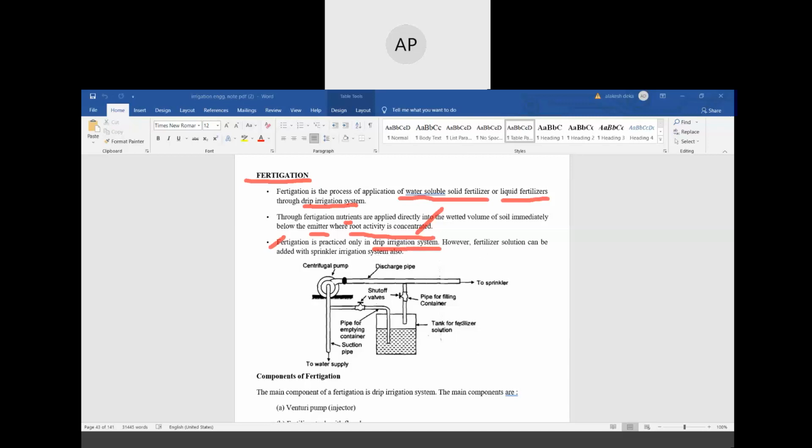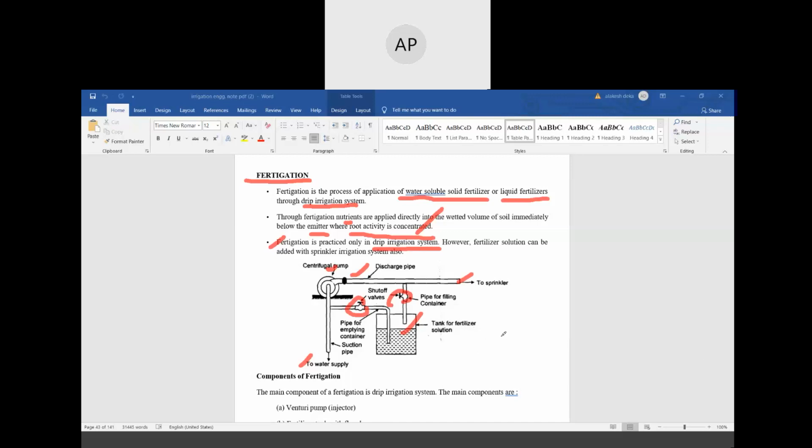So in this diagram, you can see the components. There is a centrifugal pump, and here there is one ditcher's pump. This is the water supply. This pipe goes directly to the water supply. Pipe for emptying container. These are the valves. These are the pipes for filling container. And there is one tank for fertilizer solution. So here it will go to the water supply. Here it goes to the sprinkler.